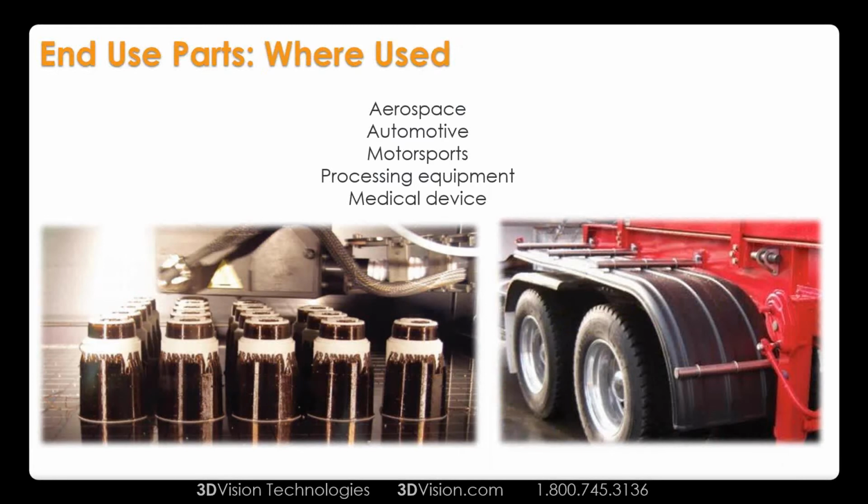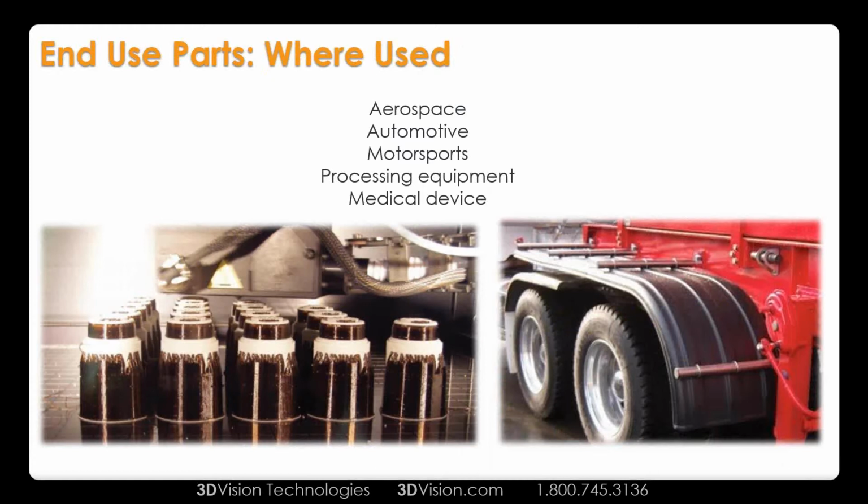So where it's used: aerospace, automotive, motorsports, processing equipment, medical devices, you name it, people are producing stuff everywhere. Picture on the left is in the 900, I believe. So this is the biggest FDM machine we have available currently. I'm not exactly sure what's going on in there, but they're producing something.